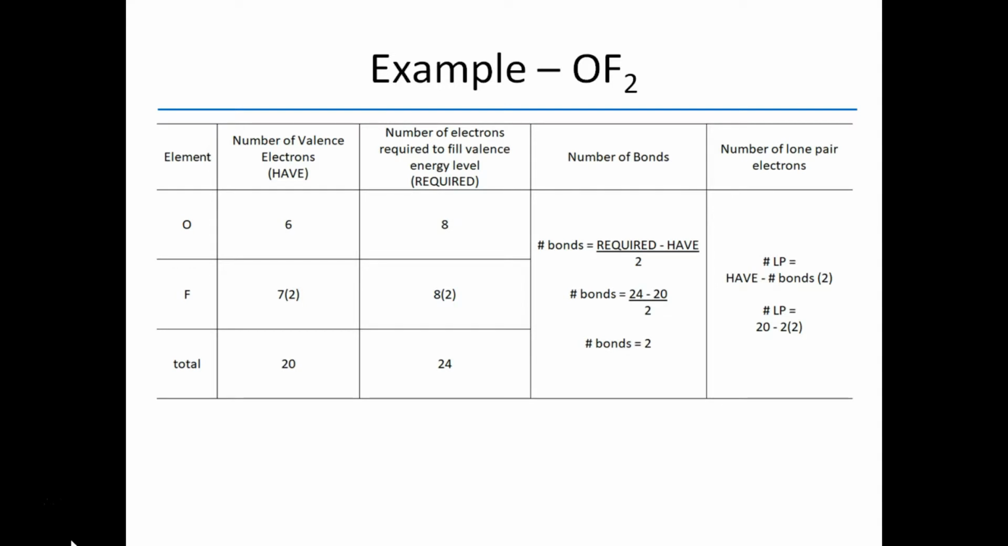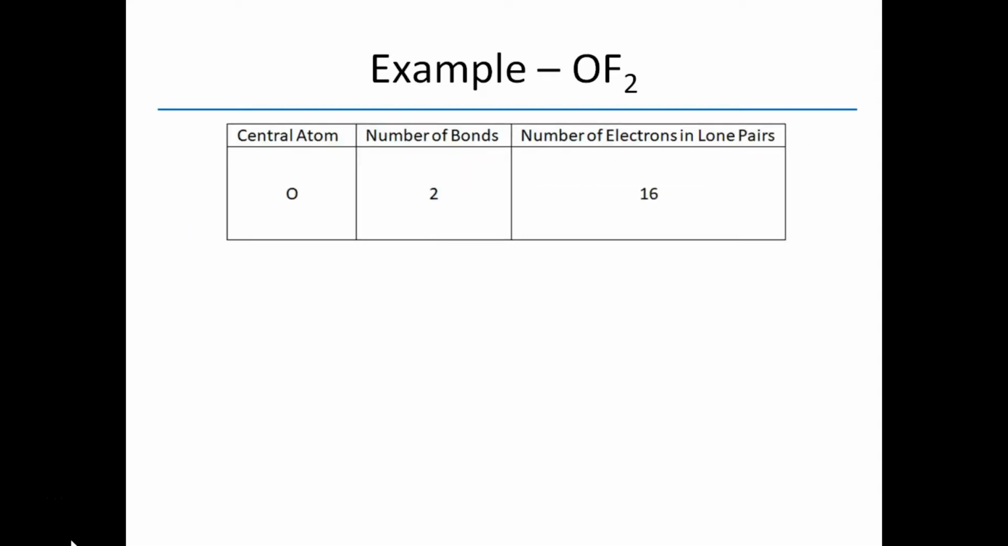Now, the way that I determine the number of electrons that are in lone pairs is my have minus my number of bonds times 2. This is because each bond has 2 electrons. So I have 20 electrons, and I have 2 bonds, so that means 4 of my 20 are going to be used up in bonds, which leaves me with 16 electrons in lone pairs. So because oxygen has a higher bonding capacity, it is our central atom. We know that we have 2 bonds and 16 of our electrons are in lone pairs. So I just wrote it down like this so that I can keep track of what I'm doing.